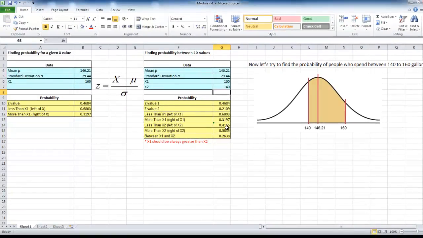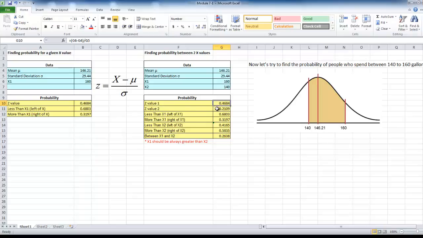Now the yellow area is the formula. So I need to find the z value for x, which is 160, the first x. So the formula was x minus mu divided by standard deviation. Now x is G6, mu is G4, so G6 minus G4 divided by standard deviation, which is G5. That will give me the z value, the first z value.